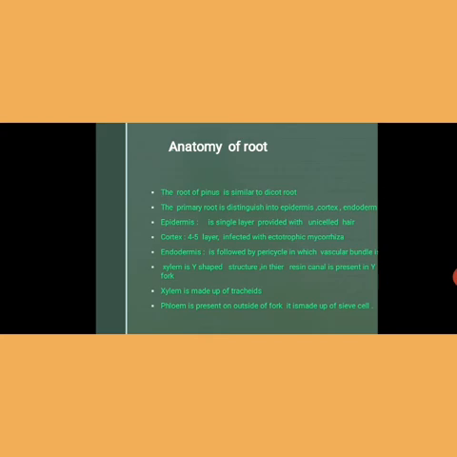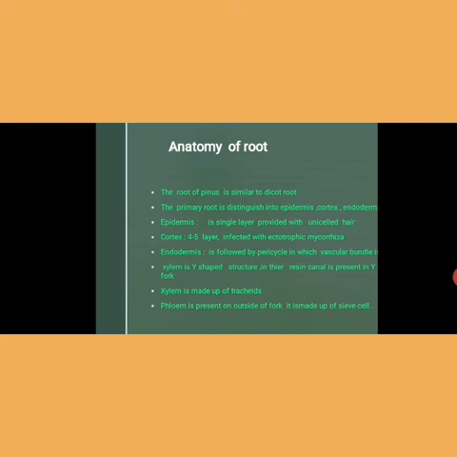In the anatomy, we know that a taproot system is present. It is similar to a dicot root, in the sense that the anatomical characters are similar to a dicot root. The primary root is distinguished into the epidermis, cortex, and endodermis. Epidermis is a single layer and protective in nature. Next is the cortex, which is 4 to 5 layers and consists of ectomycorrhiza. Mycorrhiza means a symbiotic association with fungi, beneficial to both partners.